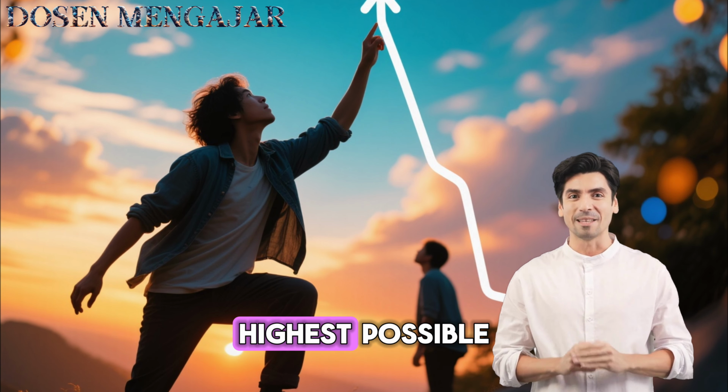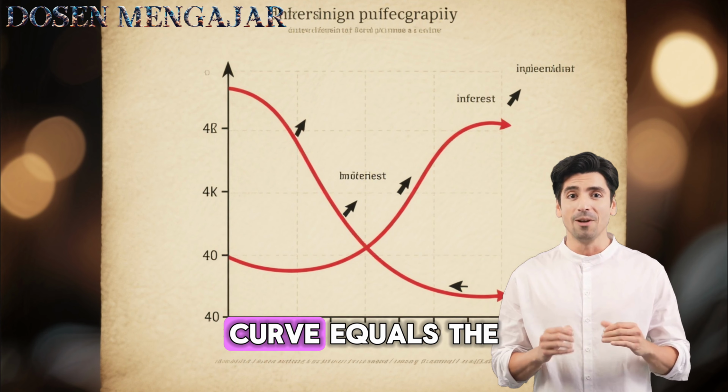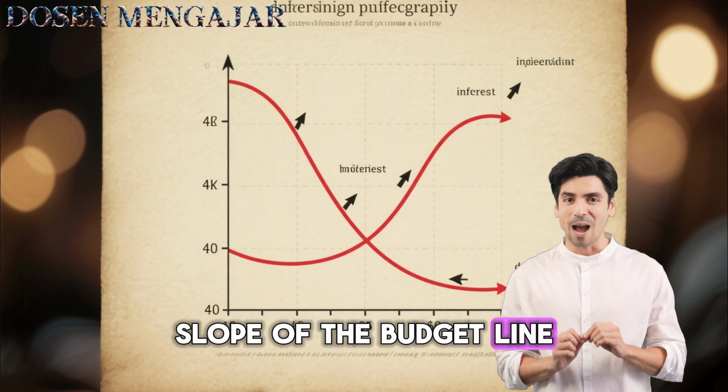The optimal choice, the point of maximum happiness, is where your budget line just touches, or is tangent to, an indifference curve. At this sweet spot, the slope of the indifference curve equals the slope of the budget line.